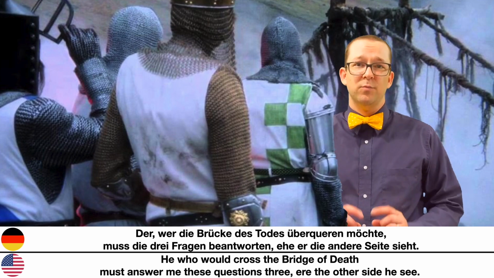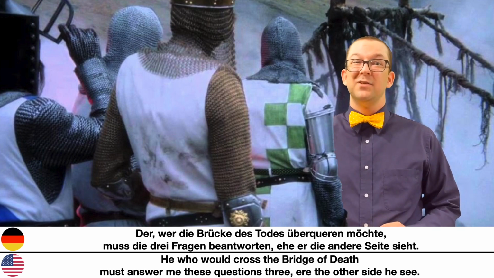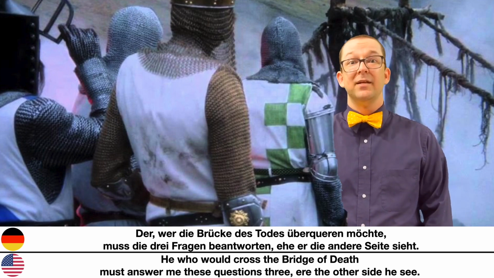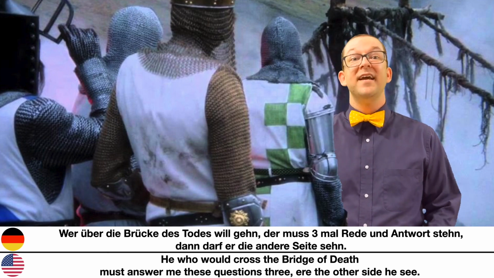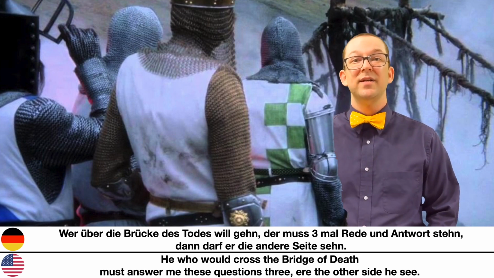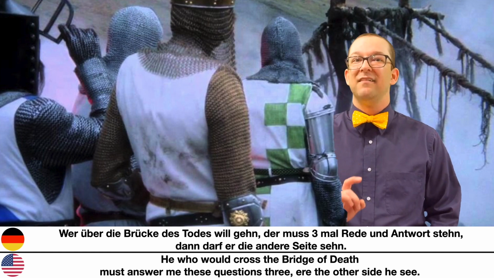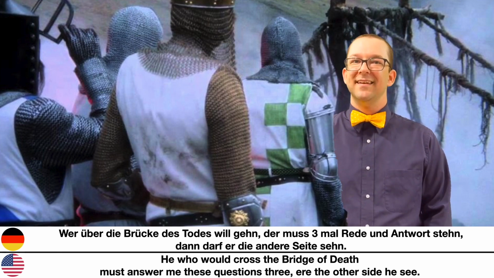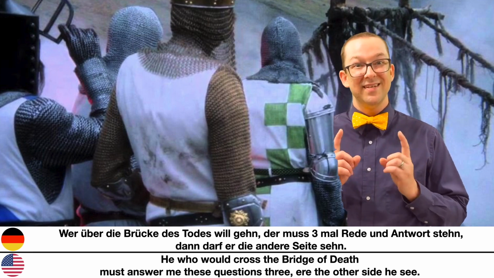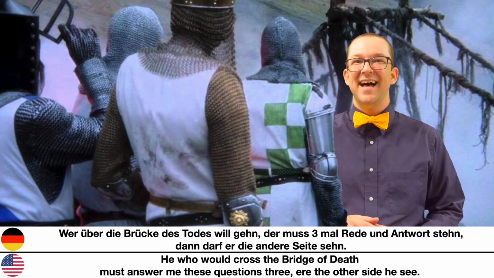This is not the actual movie quote in the German version, as it doesn't use ehe in the actual German version of the film, for the sake of the rhyme. Here's the real German version. Wer über die Brücke des Todes will gehen, der muss 3-mal Rede und Antwort stehen, dann darf die andere Seite sehen. He who would cross the bridge of death must answer me these questions 3, ere the other side he see.